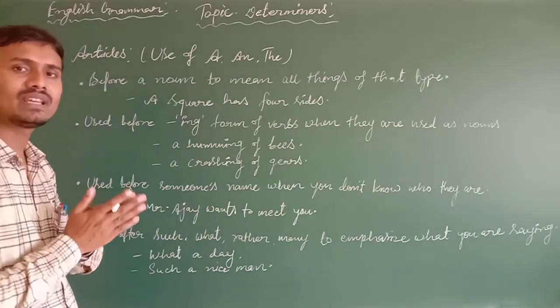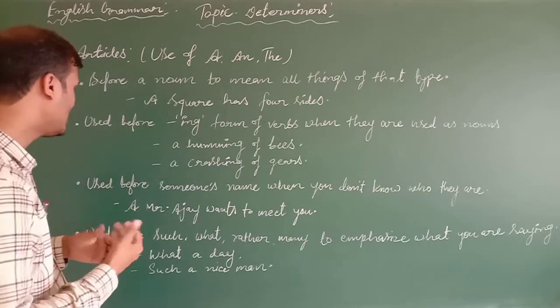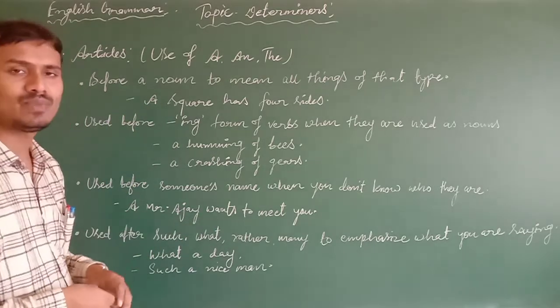Now, used before someone's name when they don't know who they are. We are also using a with a person whom we don't know. So in this way, like, a Mr. Ajay wants to meet you.